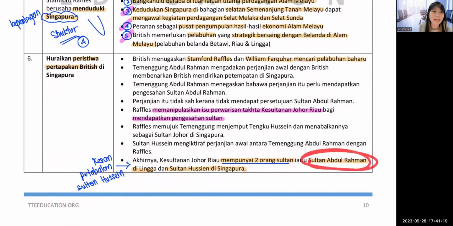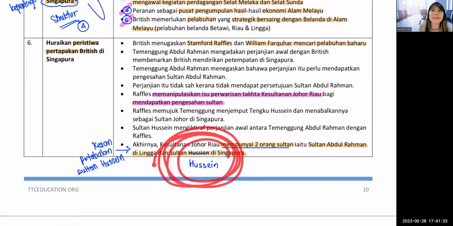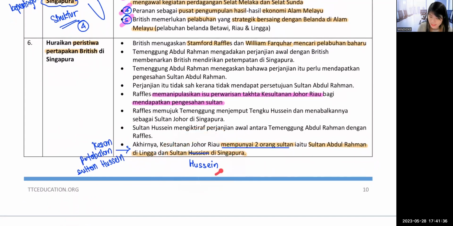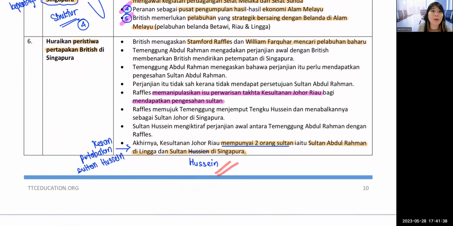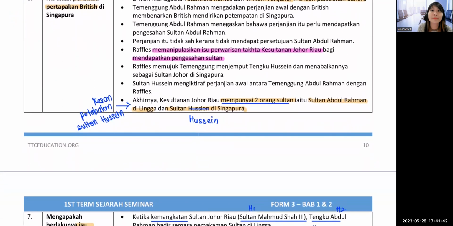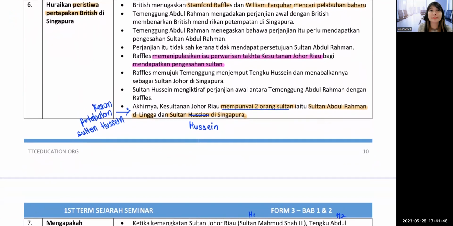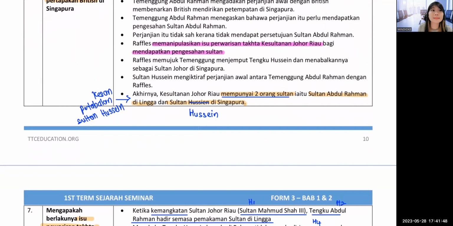One is Sultan Abdul Rahman in Lingga. One is Sultan Hussein in Singapore. Sorry guys, Sultan Hussein is spelled E-I-N, not I-E-N. I just realized it. Sorry. Remember to spell it right. Okay, good. Do you have any questions you want to ask? Okay, right.